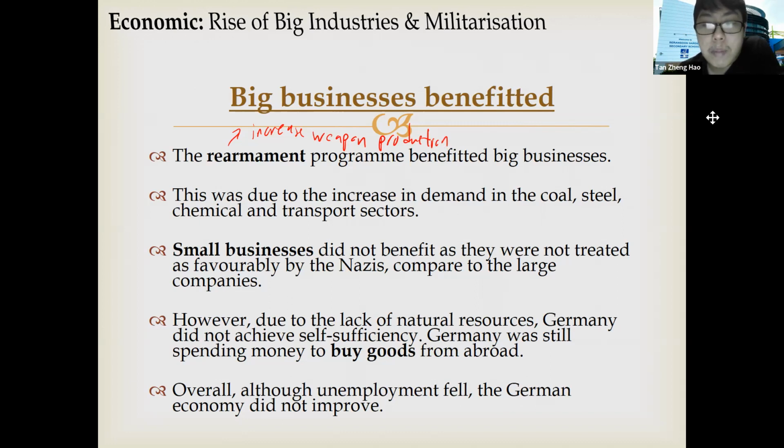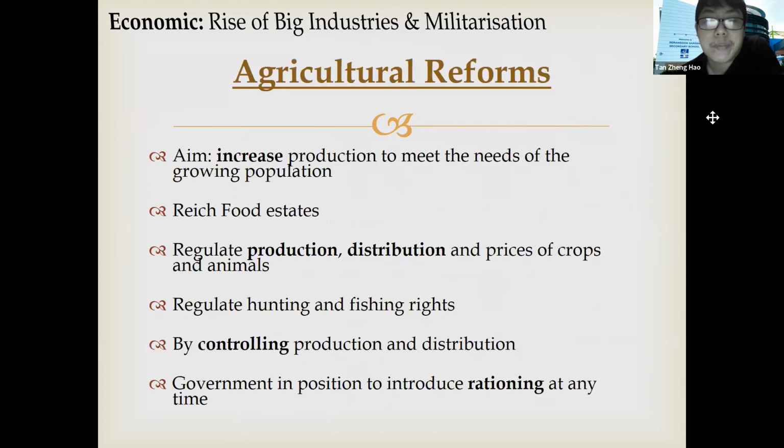All right. So although unemployment fell, the German economy did not always improve, because Germany was still lacking certain resources like steel and what we mentioned just now. So you might still have to buy from other countries. Agriculture wise, Hitler also wanted to increase agriculture and feed people better. So these were some of the things that Hitler did. One of the interesting things is the government was able to introduce rationing. So for example, if a war breaks out and food supply becomes short, the government can control how much food people get. So it's very tight control.